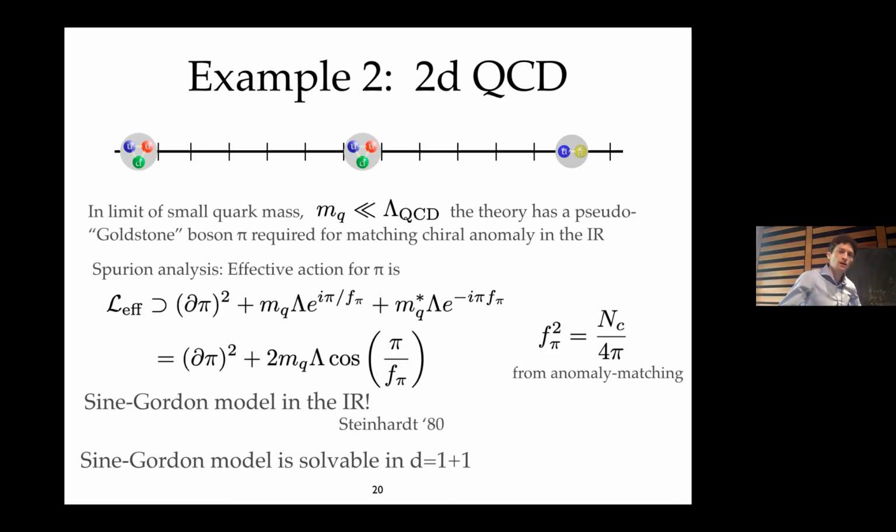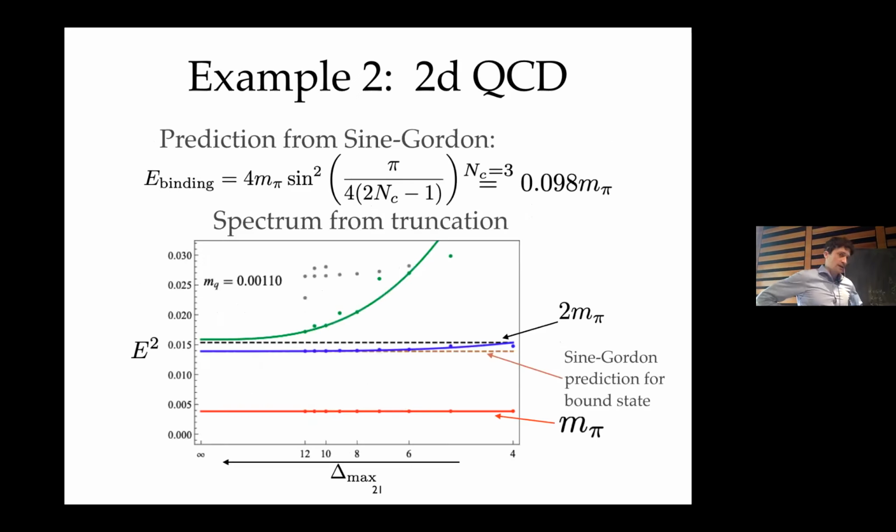All right, so let me just show you an example of this. One of the things that the sine-Gordon model predicts is that there should be a bound state of 2 pions. It tells you exactly what the binding energy is. It's just this formula. And for the specific case of 3 colors, that's a binding energy of about 10% of the mass of the pion. And here I've compared that to what we get from truncation.